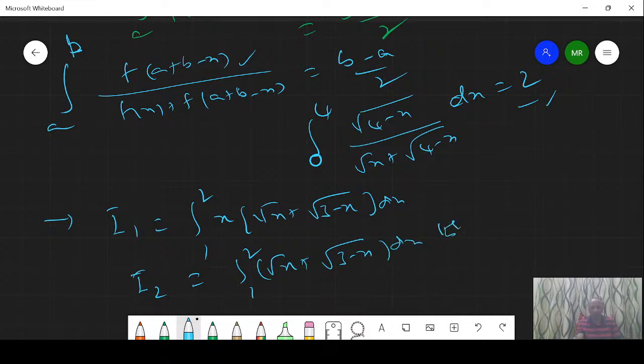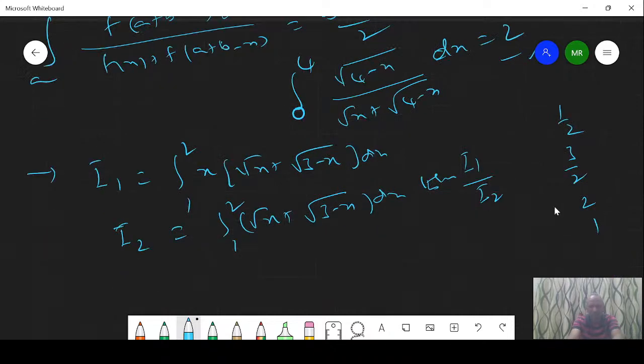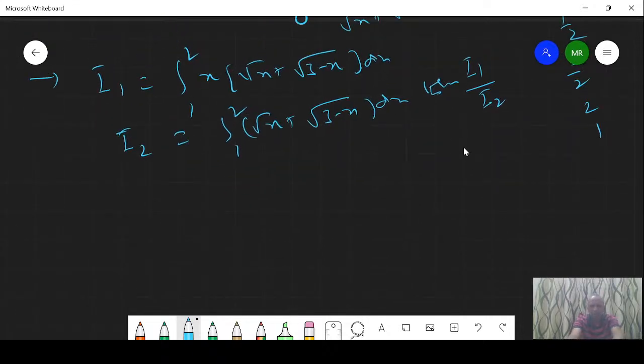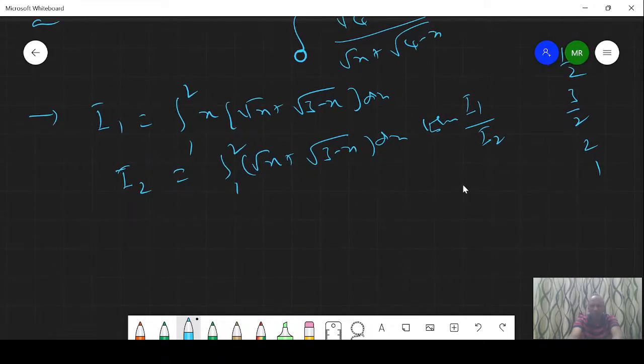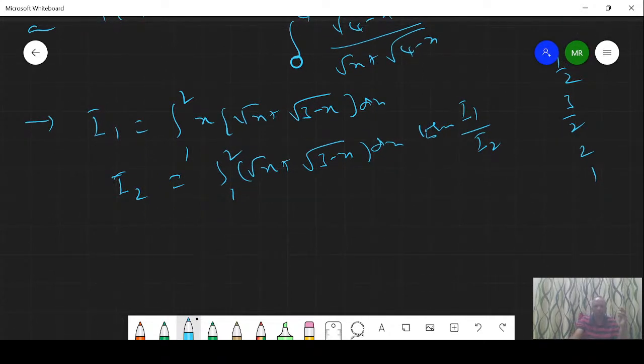Then what is I1 by I2? The options given are 1 by 2, 3 by 2, 2 and 1. So this is the given problem. So just think about this problem. Now you can observe, it is a simple problem, don't get confused, very easy to solve. I1 and I2 are given, and they are asking what is I1 by I2.